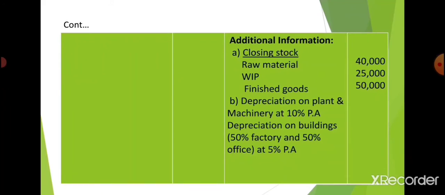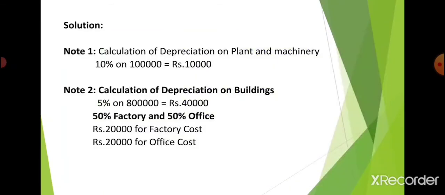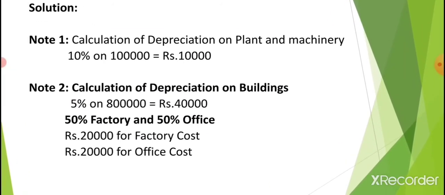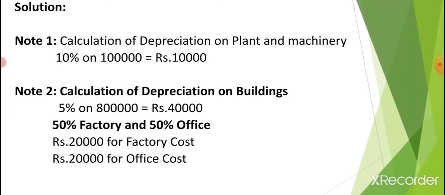Okay, now we will solve the problem. First, in a note, we will calculate the depreciation. So depreciation on plant and machinery, that is on 1 lakh at 10%, that is rupees 10,000, and this depreciation on plant and machinery should be taken under the head factory overheads.